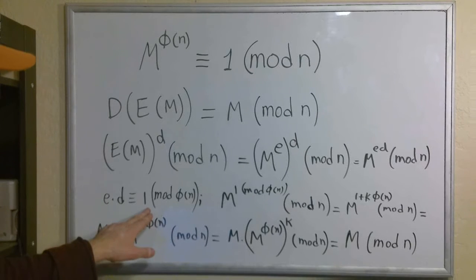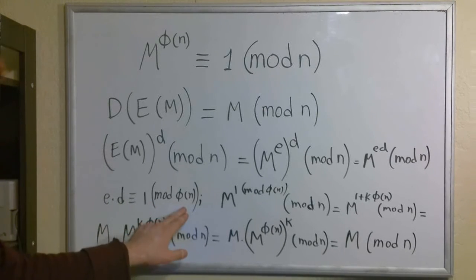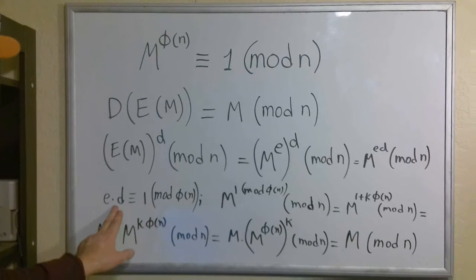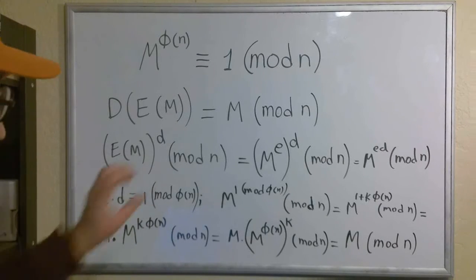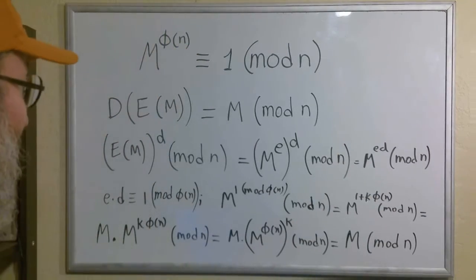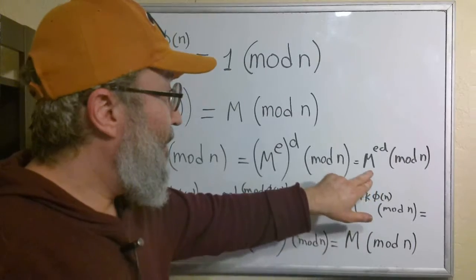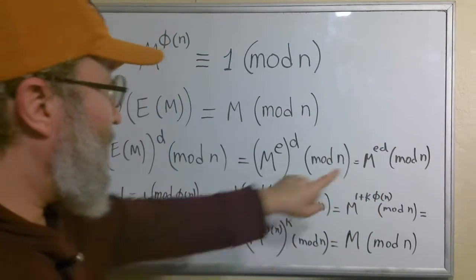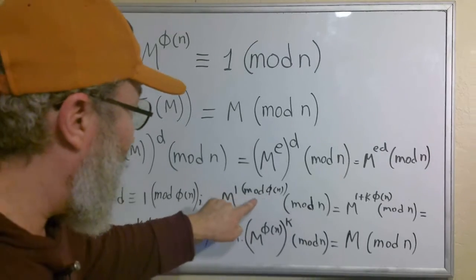So this relationship is true because we know that d is the inverse of e in φ(n), right? So this is why we're able to write that e times d is congruent to 1 mod φ(n). So we have this relationship and we want to use it to continue with this proof. All right. So now we rewrite this as this, right? So we replace ed by 1 mod φ(n). So that's what's going to be in my exponent.